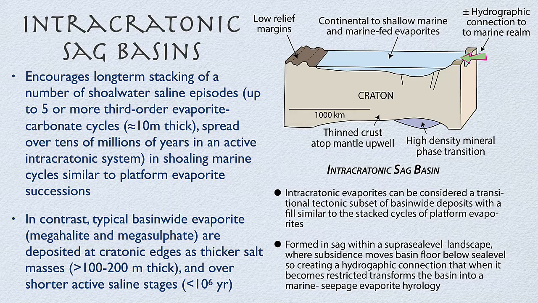Sometimes we consider intracratonic basins as a subset of basin-wide deposits. Other times we see them as being filled with stacked cycles very similar to what we see in platform evaporites. What contrasts the intracratonic sag basins from the basin-wide evaporite associations is that the cratonic edge basins, be they extensional or collisional, have much thicker salt successions in them and much shorter active saline phases compared to the intracratonic associations.